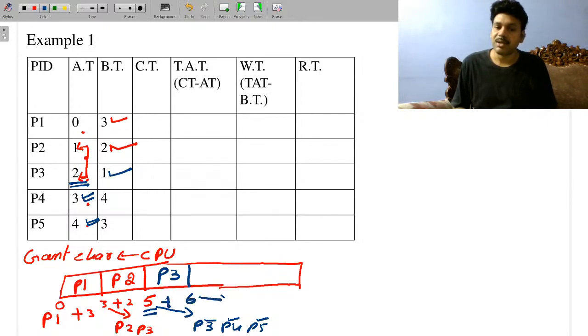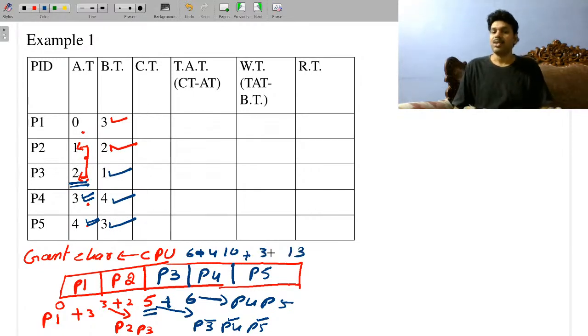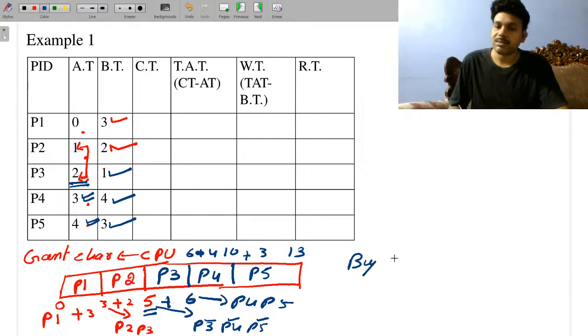By 6, still P4 and P5 are continuing. No other processes are there, and P4 is being sent. P4 requires plus 4 units of time. So by 10 it is executed, and still P5 is there. I require 3 units of time. It is 13. So by 13 the work got finished.